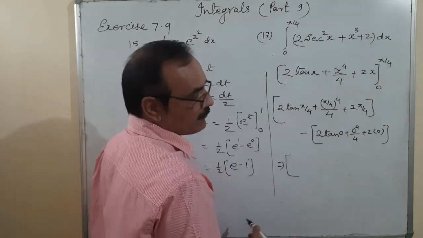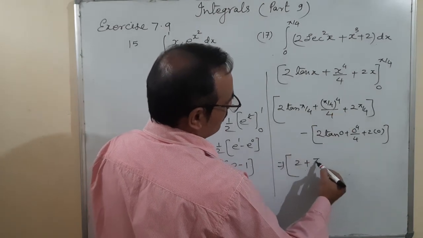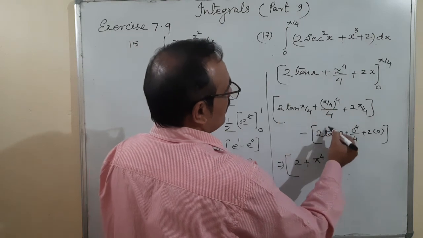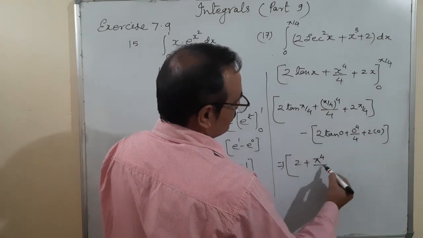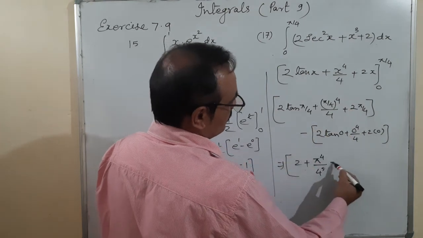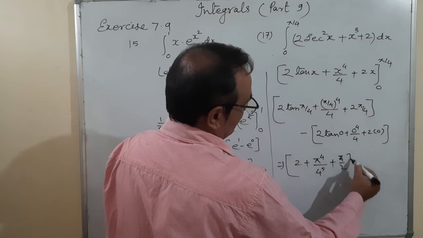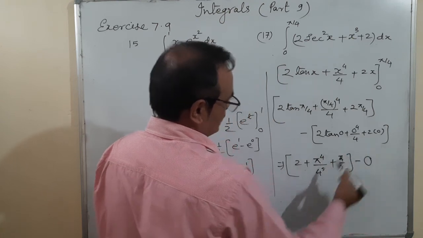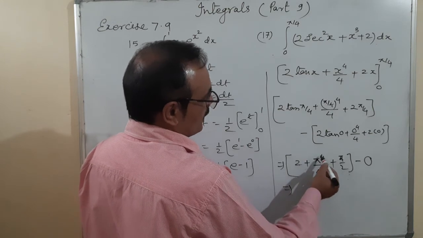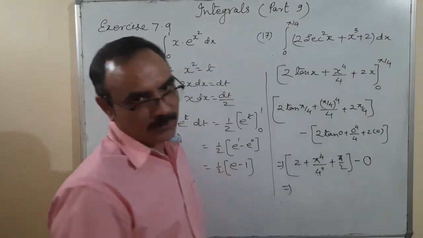2 tan 45 is 1, 2 into 1 is 2, plus pi to the power 4 and 4 to the power 4 upon 1 will be shifted here. So I write here 4 to the power 5, 4 to the power 4 into 4 to the power 1, plus pi by 2, minus the entire term 0. So this is the result: 2 plus pi to the power 4 upon 4 to the power 5 plus pi by 2.